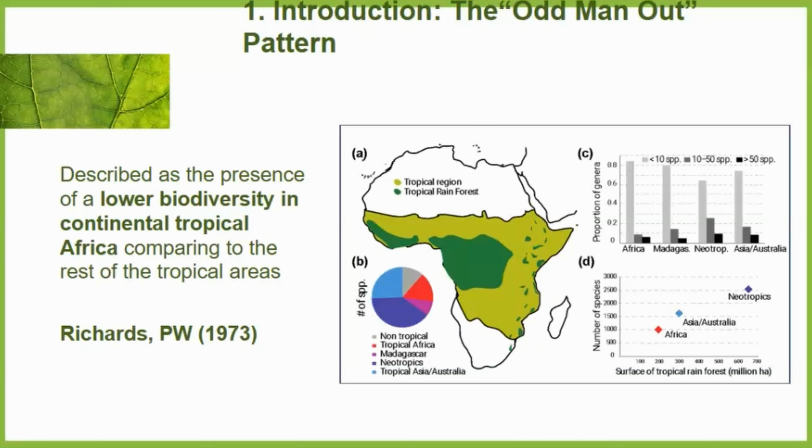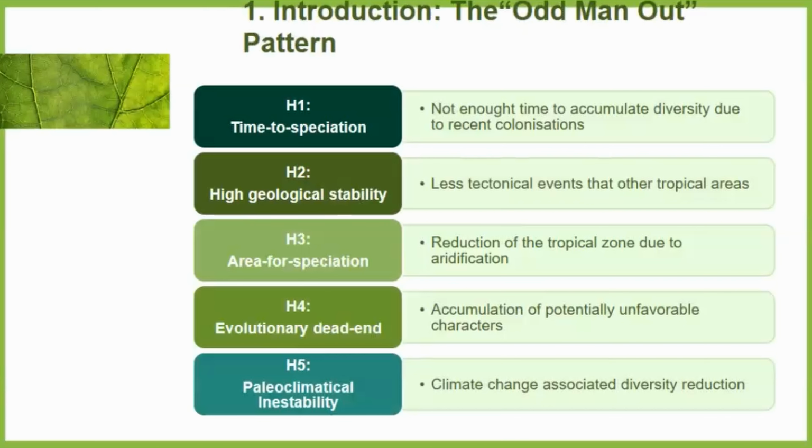In C is more interesting than it shows. You can see the proportion of genera and the amount of species that they have in all of the regions. And you can see that in Africa, you have more smaller genera and less big or medium genera. And finally, you can see in the D, the number of species versus the surface area of the tropical forest. And you can see that the pattern is there. So you can observe the pattern, but why is it happening? We want to answer that.